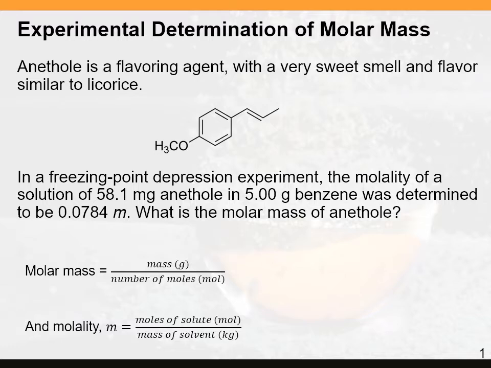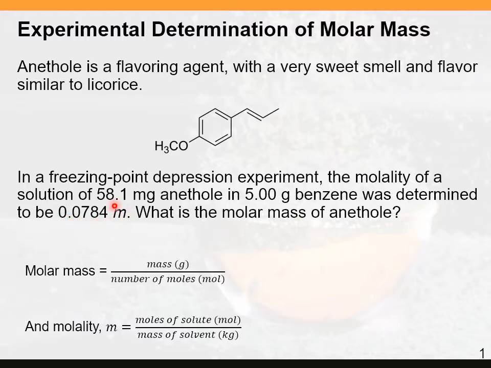In this example, we have a substance called anethol. It's used as a flavoring agent. It's very sweet and has a flavor similar to licorice. In a freezing point depression experiment, the molality of a solution that has 58.1 milligrams of the unknown and 5 grams of benzene was determined to be 0.0784 molal.